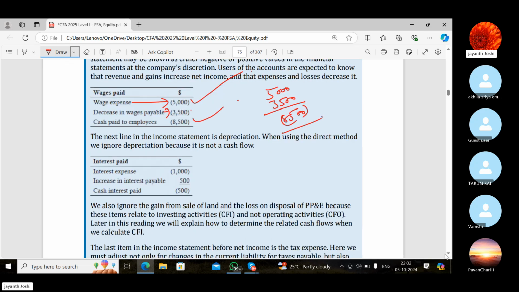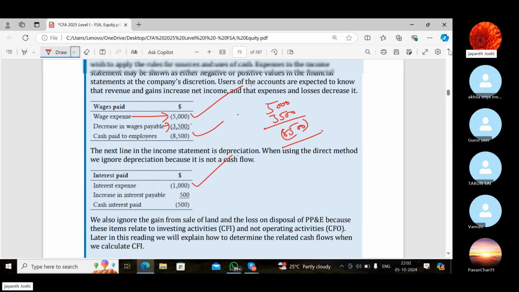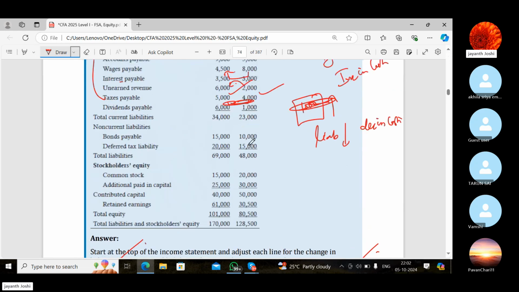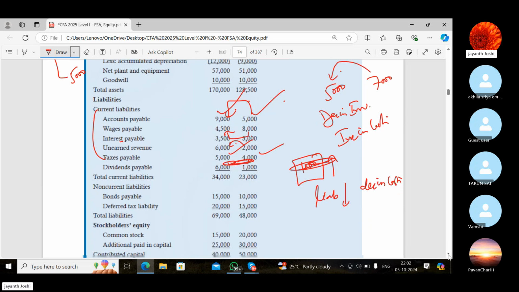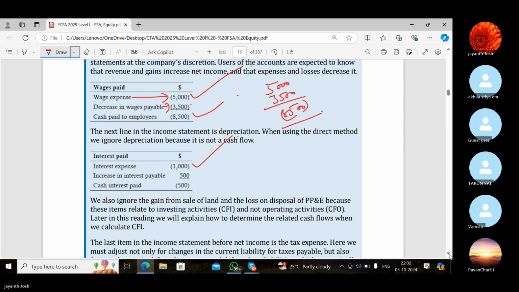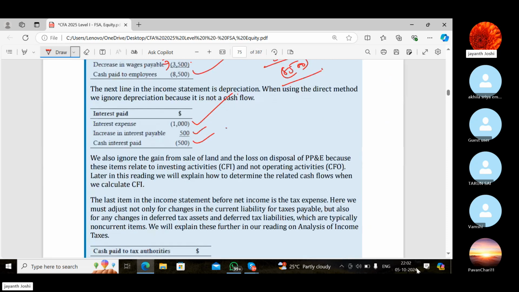Next comes interest paid. So your interest expense you need to take from the income statement and you need to check the liability related to interest expense. So that's the income statement item you need to take, and also the current assets and current liabilities related to that income statement item. Now interest it was 3,000, now it is 3,000. My liability has increased. That means I have not paid any cash. So 500 I will add. I added. I got interest paid.